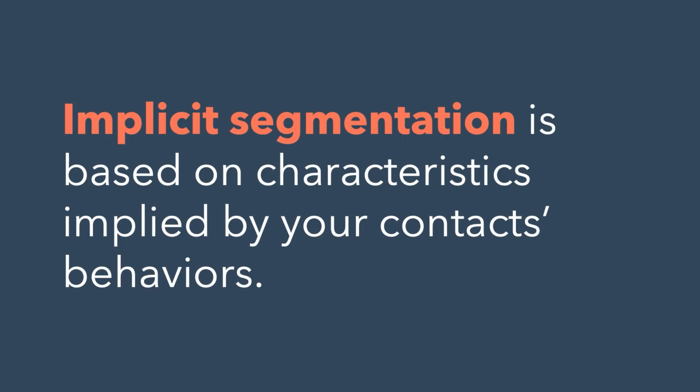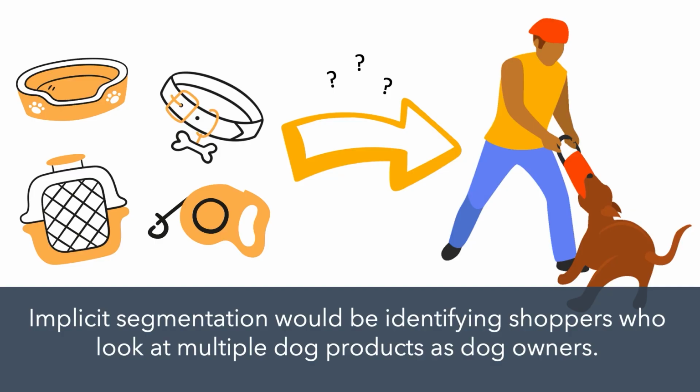Implicit segmentation is based on characteristics implied by your contact's behaviors. Here you are analyzing your customers' habits and behaviors and making inferences. If your website is an e-commerce store for pet products, implicit segmentation would be identifying shoppers who look at multiple dog products as dog owners. You can't be sure that they are dog owners. They could just be browsing items to buy for a friend's dog, but you can still enhance their experience by personalizing ads to their behavior, such as recommending leashes that match the collars they have been browsing.